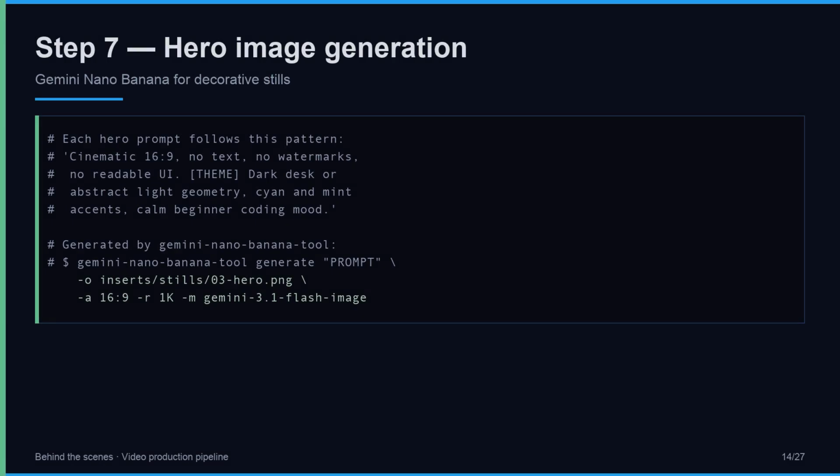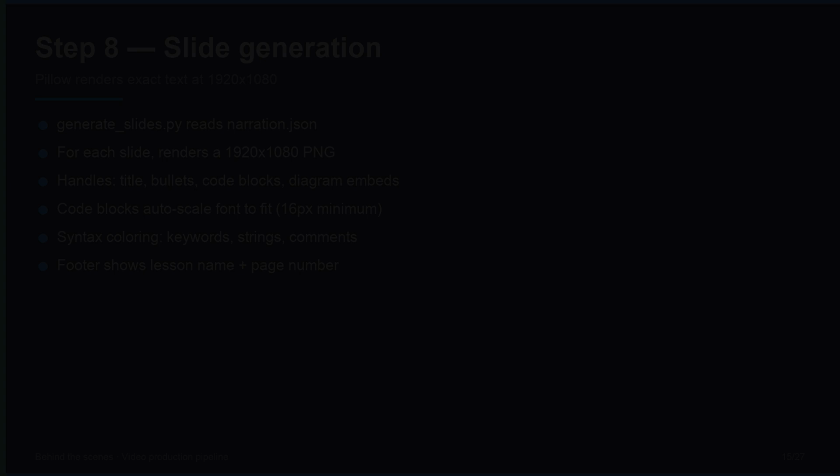Step 7. Hero images are decorative stills that break up the teaching content. Each hero follows a consistent prompt pattern, cinematic 16:9, no text, no watermarks, no readable UI, with a theme-specific description, dark desk or abstract geometry, cyan and mint accents. We generate them with Gemini Nano Banana tool at 1K resolution. Hero images are never used for teaching content, they are breathing room between code-heavy sections. The prompt explicitly bans readable text because AI image models produce garbled glyphs. Decorative, never teaching.